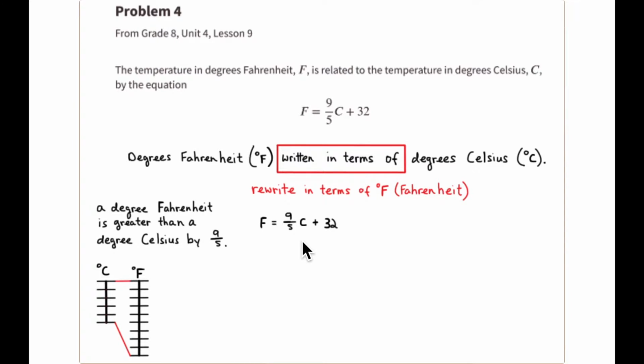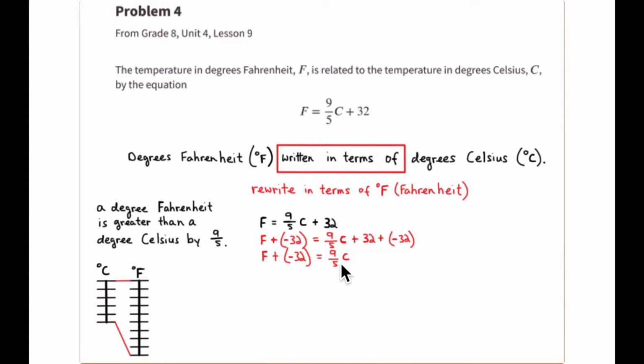Now, what if we rewrite it in terms of degrees Fahrenheit? This is written in degrees Celsius. I'm going to rewrite it in terms of degrees Fahrenheit. So that means I have to move everything over to the other side of the equation and rewrite this as Celsius equals something. So to do that, I'm going to add a negative 32 to both sides. So that 32 degrees goes away here, and it ends up on this side as a negative 32 degrees. And I'm left with 9/5 degrees Celsius equals whatever the amount is written in terms of Fahrenheit.